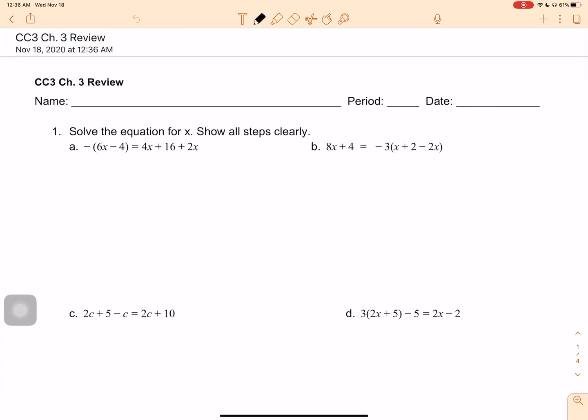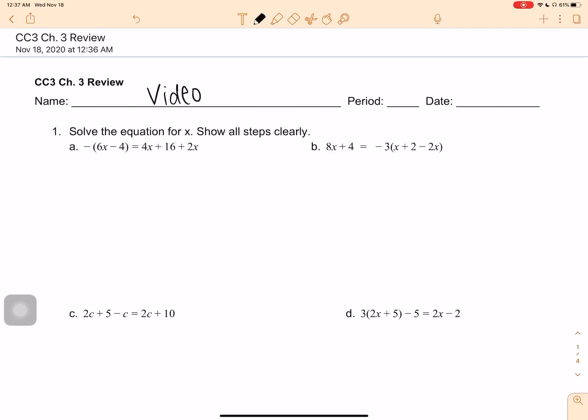Okay, here is our CC3 Chapter 3 review. This is for a video, but I would like you to fill out the PDF in Cami or on a piece of paper. You can do these problems throughout the video, but just remember that I will move faster throughout this video, so you're going to have to pause throughout, and please don't just copy down my work for the video.